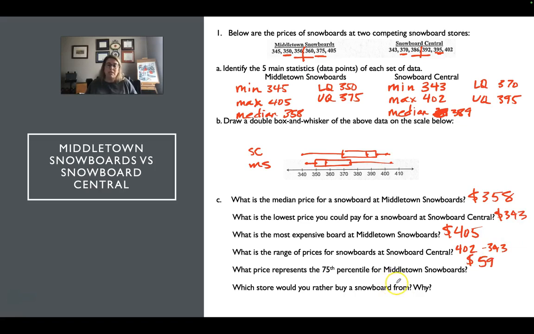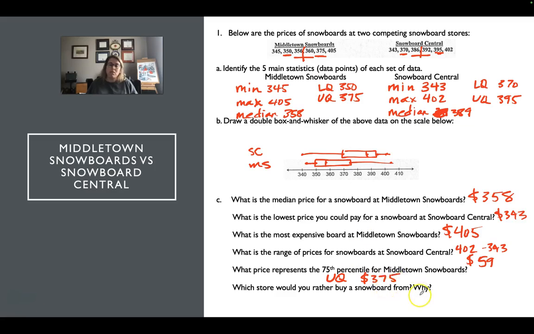What price represents the 75th percentile for Middletown snowboards? So that just means what's the upper quartile. Upper quartile is 375.